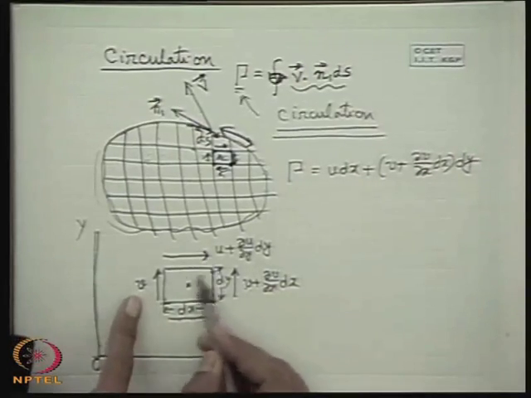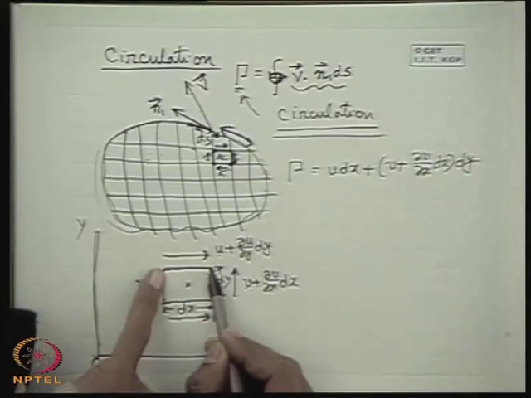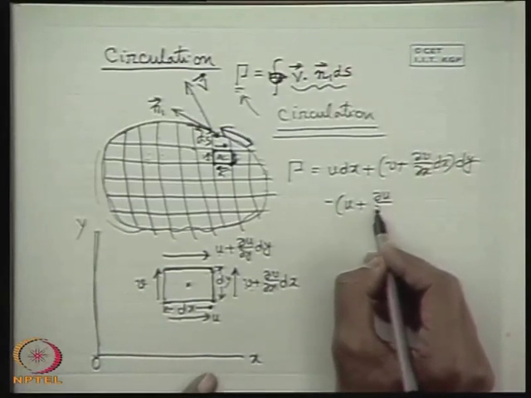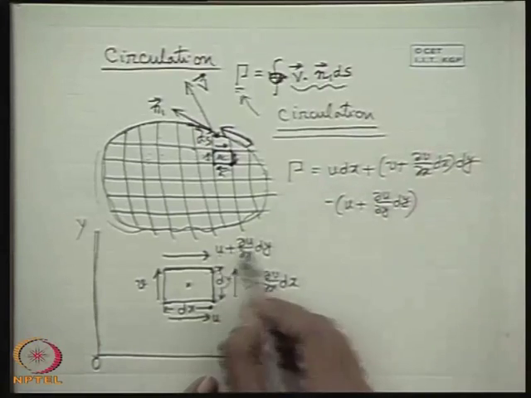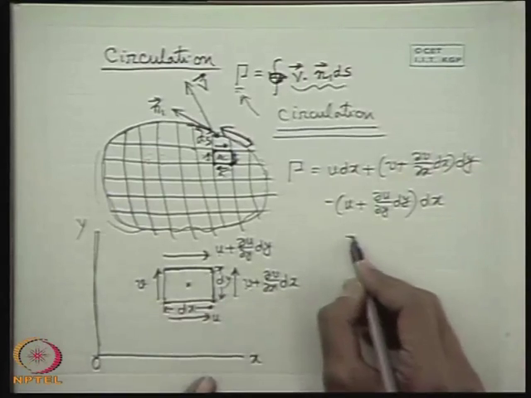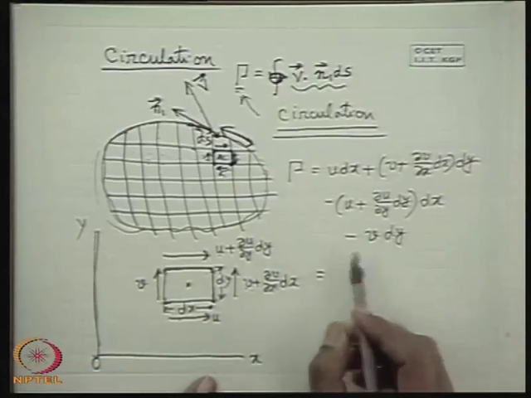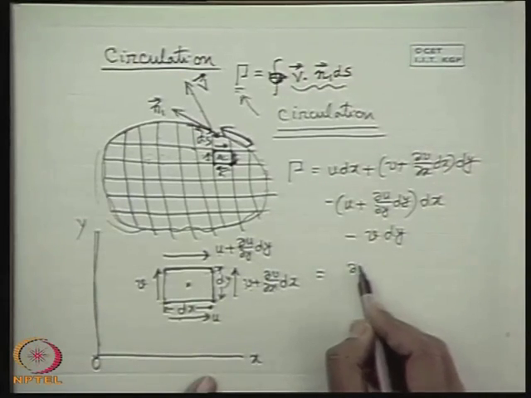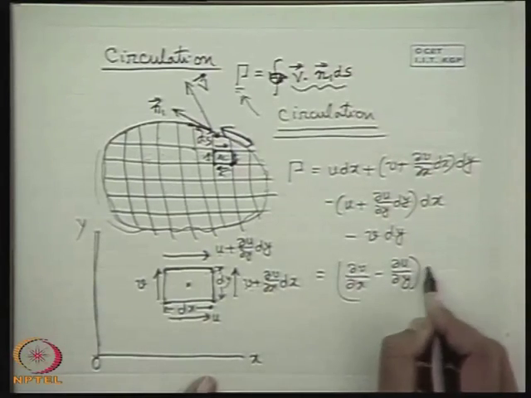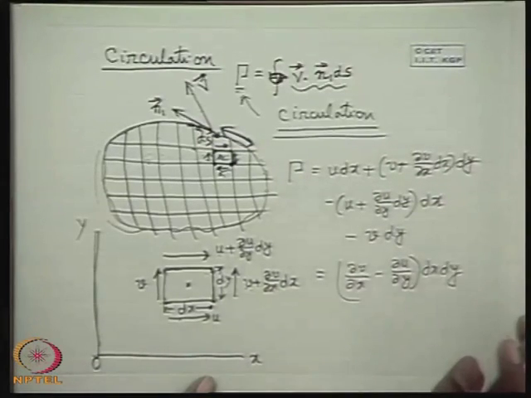Then for this side, it is in the opposite direction, but the magnitude is this velocity component times the length dx. That means minus u plus del u del y dy, times dx. Then minus v times this length dy, in the same direction. If you simplify, it ultimately becomes del v del x minus del u del y, into dx dy. This is because v dy cancels, and u dx minus u dx cancels.